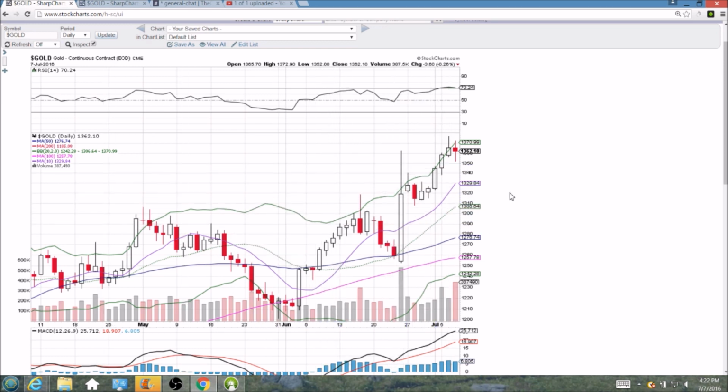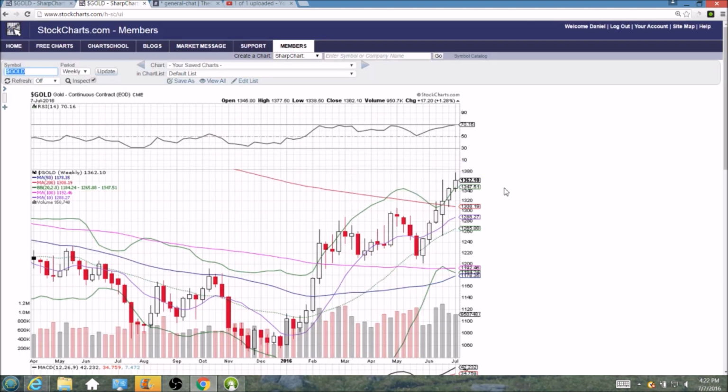So gold here is a bearish reversal candlestick. Upper Bollinger Band is now back to resistance, and we're looking at support, the low of the day 1352, and if that breaks we're looking down to 1340. The weekly time frame is forming a bearish reversal candlestick. Not really as clear here.